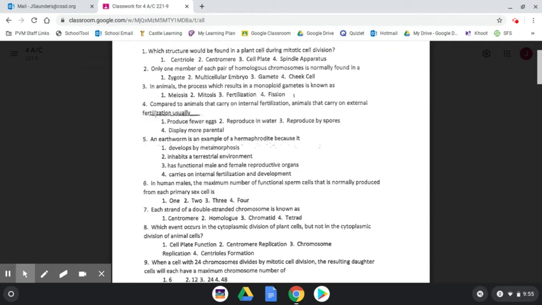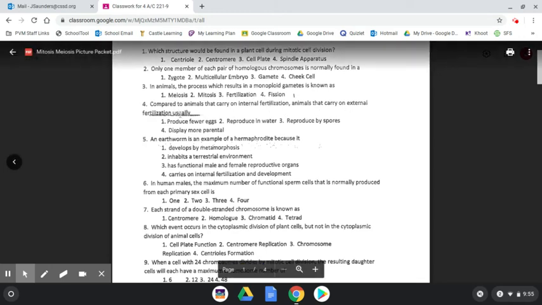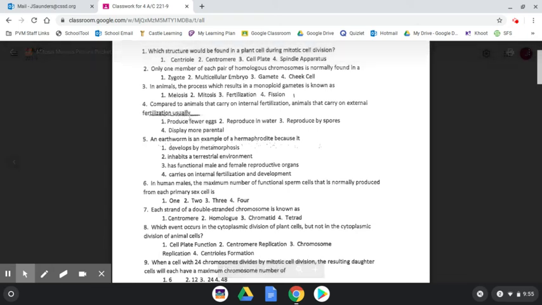Number four, compared to an animal that carries on internal fertilization, animals that carry on external fertilization reproduce in water. We talked about external, like fish and frogs, they release numerous high numbers of sex cells because not all of them reproduce. You're outside. The current can carry it away. Other animals eat them.